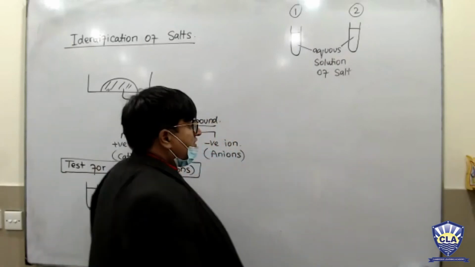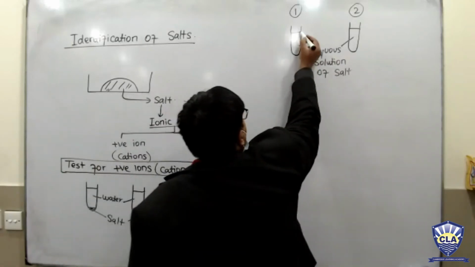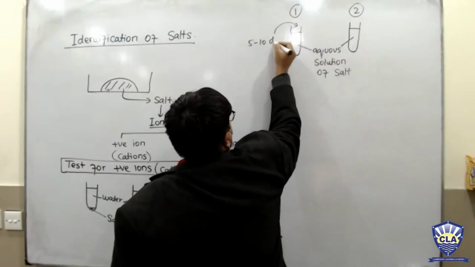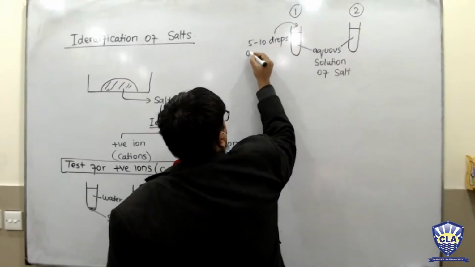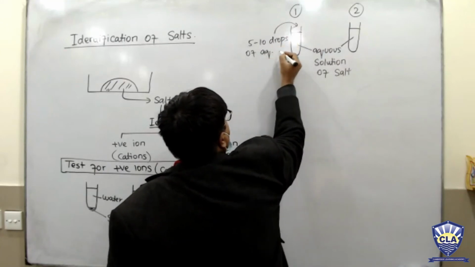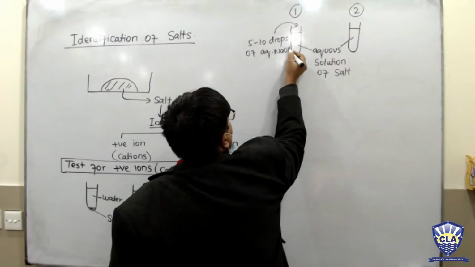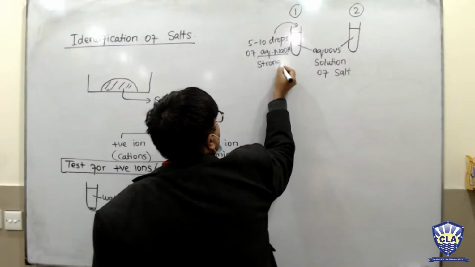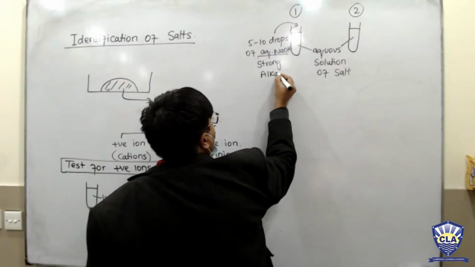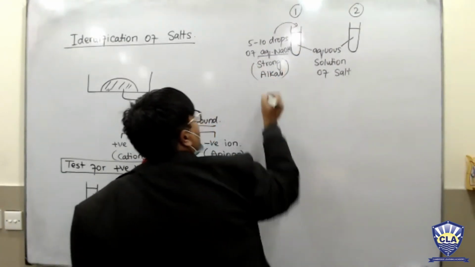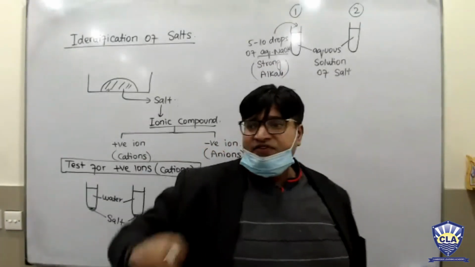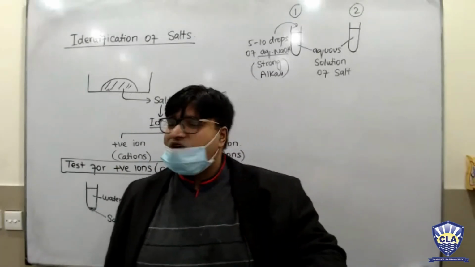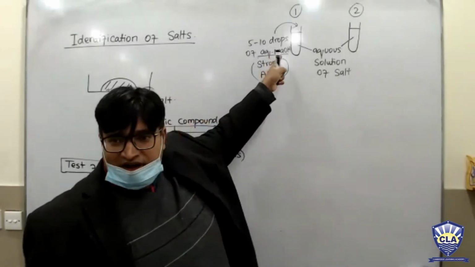You got it? Now what you have to do, my dear, in the first test tube, you should add 5 to 10 drops of aqueous sodium hydroxide. Aqueous sodium hydroxide is a strong alkali. I have told you in the acid and base chapter that anything which dissolves in water and produces OH minus ions is called an alkali. So this is the strong alkali.